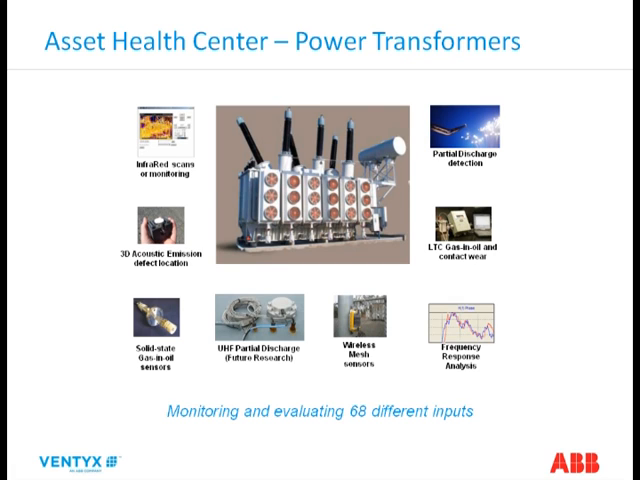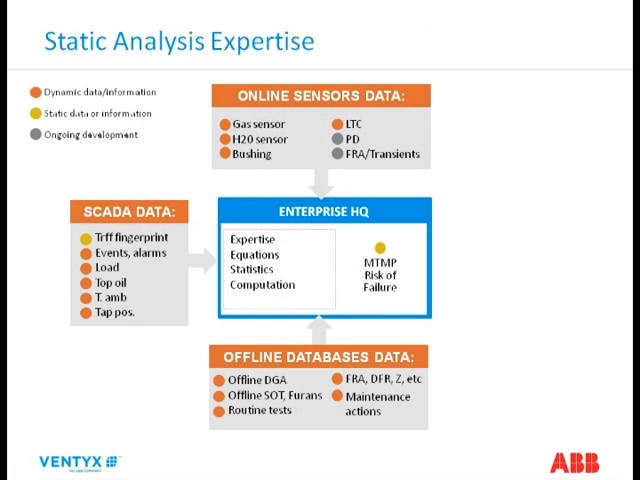What I just discussed with the sensors is what's shown at the top of this particular slide, the online sensor data. But we also take in the SCADA data, which is shown on the left, and this would come from the historian. So there's a baseline, or a transformer fingerprint, but also events, alarms, load on the unit, oil temperature, ambient temperature, tap position, etc.